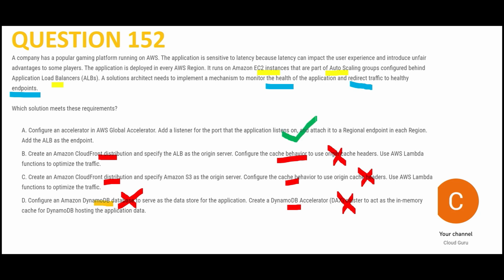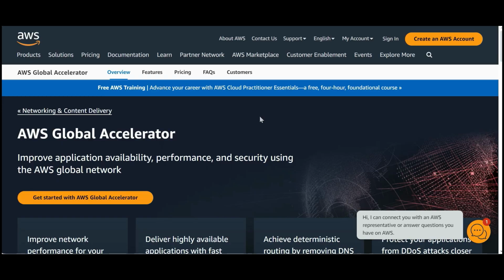This is the right choice. First we will use Global Accelerator. Global Accelerator is going to improve the performance of your application. And how does it improve? It does not use the internet.